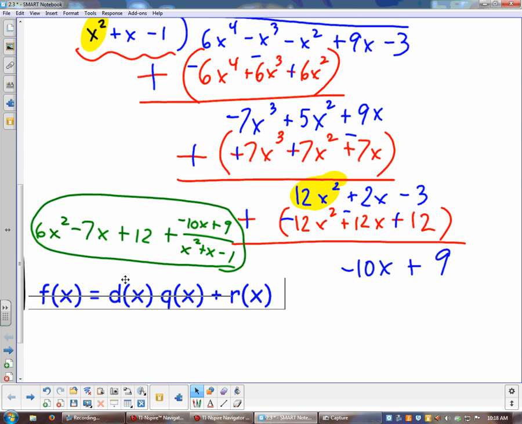d of x times q of x plus r of x would get you back to f of x. You could think of it that way. It's another way of writing this. I'm asking you to fill in the f of x, the d of x, the q of x, and the r of x for this example that we did first thing. So, Paul, what's our f of x in this case?